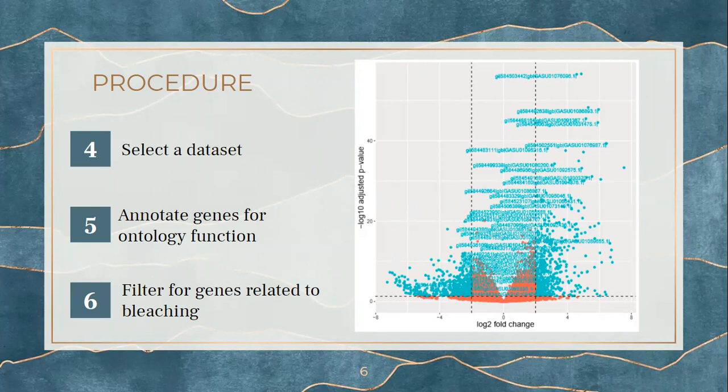And from that dataset, I searched for genes that are differentially expressed with a threshold of 0.05 p-value and above 1.2 log2 fold change. Then I annotated for ontology function with UniProt and filtered for genes related to bleaching for each sample group comparison.